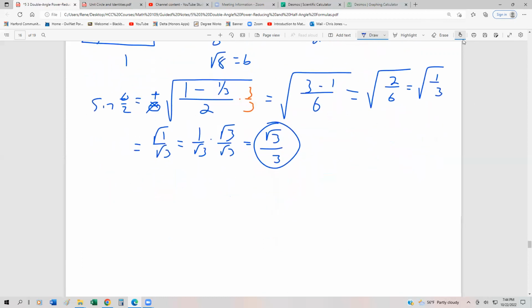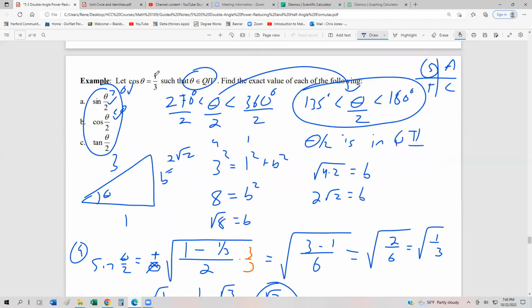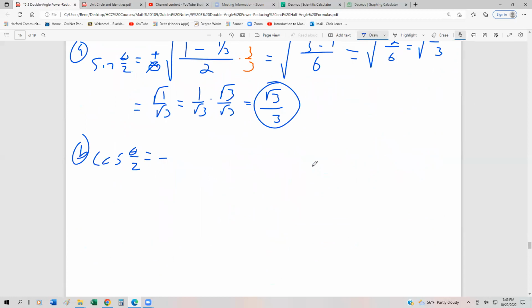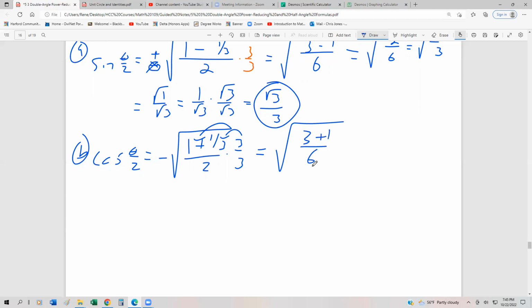Now, for the cosine of theta over 2, which is part B, this one's going to be negative. And it's negative because, again, theta over 2 ends up in quadrant 2. We know that only the sine function, as well as the cosecant, is going to be positive in quadrant 2. So it's going to be the negative of the square root of (1 plus 1/3) over 2, multiplied by 3 over 3. So same trick that we've been doing. That's going to be the square root of (3 plus 1) divided by 6.